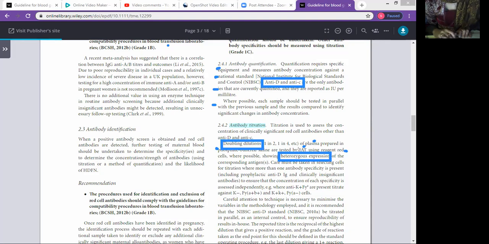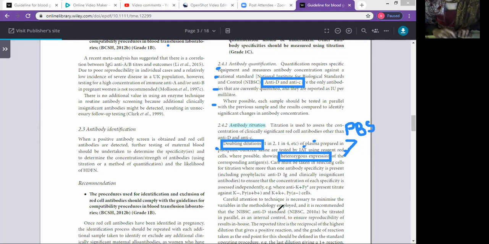We dilute it by doubling dilutions. First we have the plasma that is added to the reagent red cells, which are of course the heterozygous antigen-expressing cells, and then we double dilute by adding phosphate buffered saline in doubling dilutions. And then we should go up to the I8 phase. This is another recommendation for doing this test.